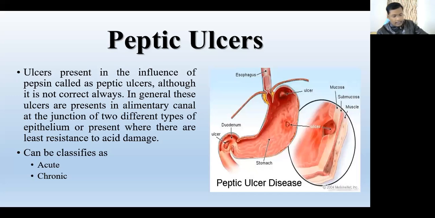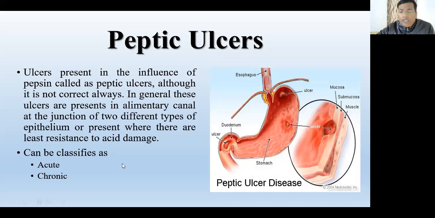In general, these peptic ulcers develop in two areas: first, in the stomach, and second, in the duodenum. So we have many classifications to discuss. First, we discuss acute and chronic ulcers. Then we discuss one by one: first the gastric ulcers, and then the duodenal ulcers.